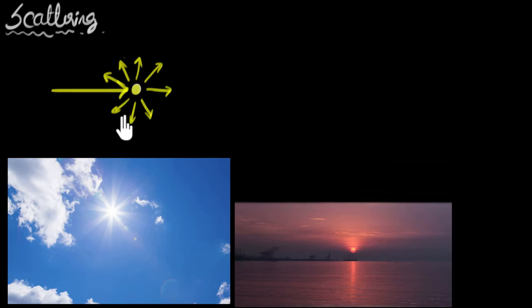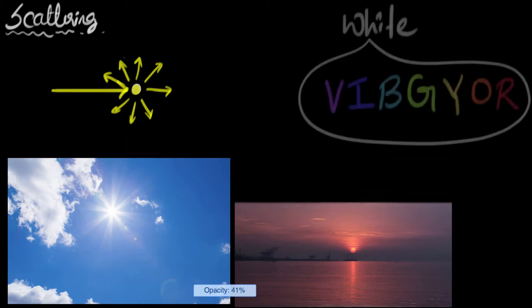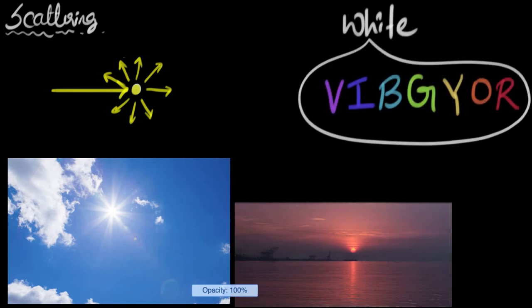Now, to understand why is a little complicated, because the physics of scattering is a little bit complicated, but in short, what's happening is that our white light is actually made up of seven colors. VIBGYOR, the seven colors of the rainbow. And the reason we even see these different colors is because light is a wave, or at least it can be thought of as a wave, like a wave on a string.